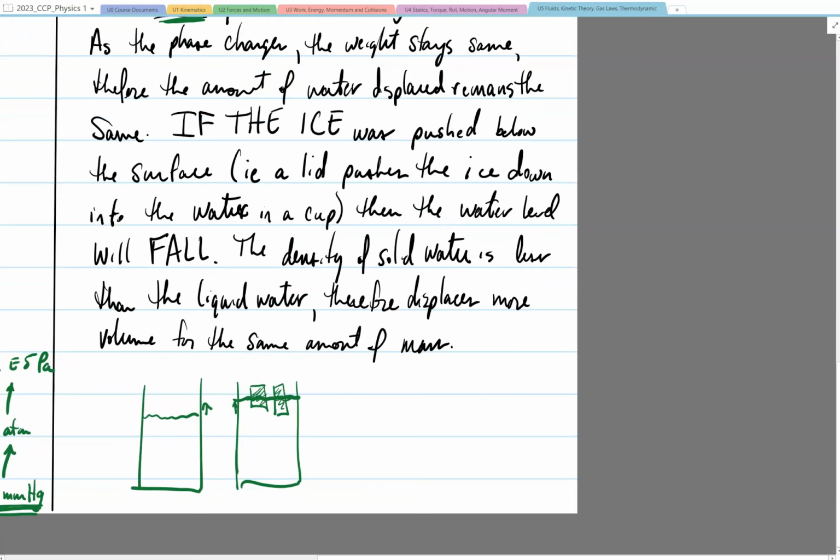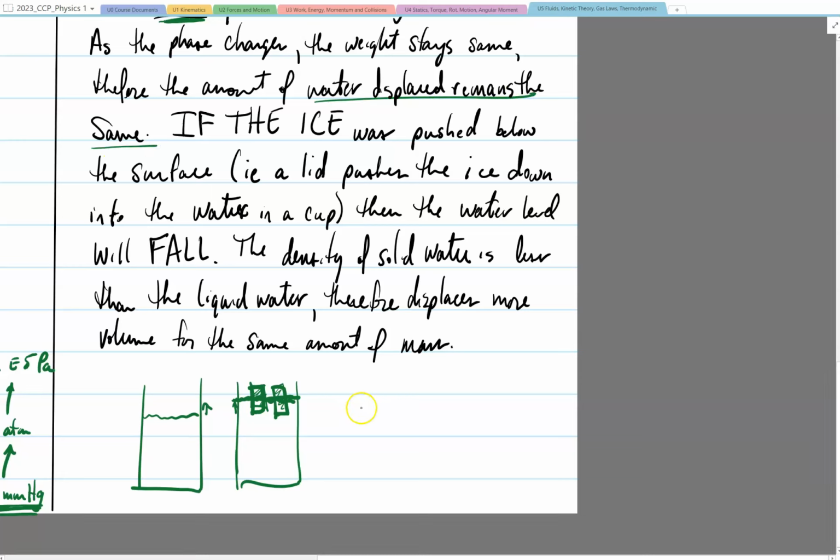So after we drop the ice cubes in and we see this rise in water, the weight associated with this particular volume of water stays the same. So as this ice, as the solid water, changes its phase to liquid water, the weight remains the same, and the amount of water that's displaced ends up remaining the same as well.